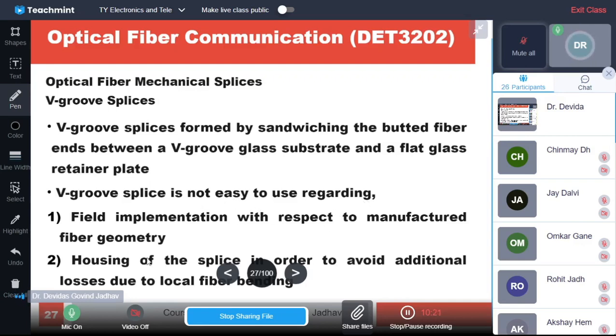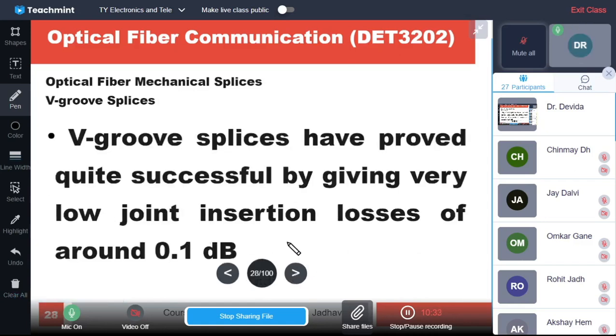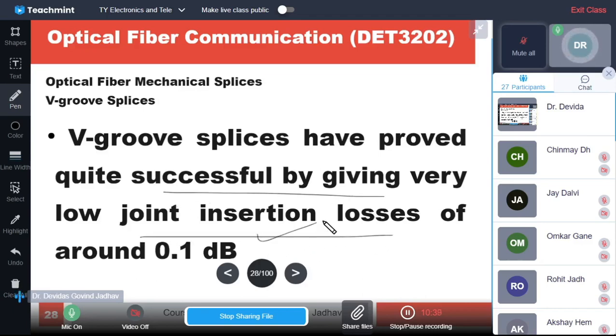V-groove splice is not easy to use in field implementation, because of the fiber geometry, and housing of the splice is needed in order to avoid additional losses. V-groove splices have proved quite successful, giving very low joint insertion loss of 0.1 dB.